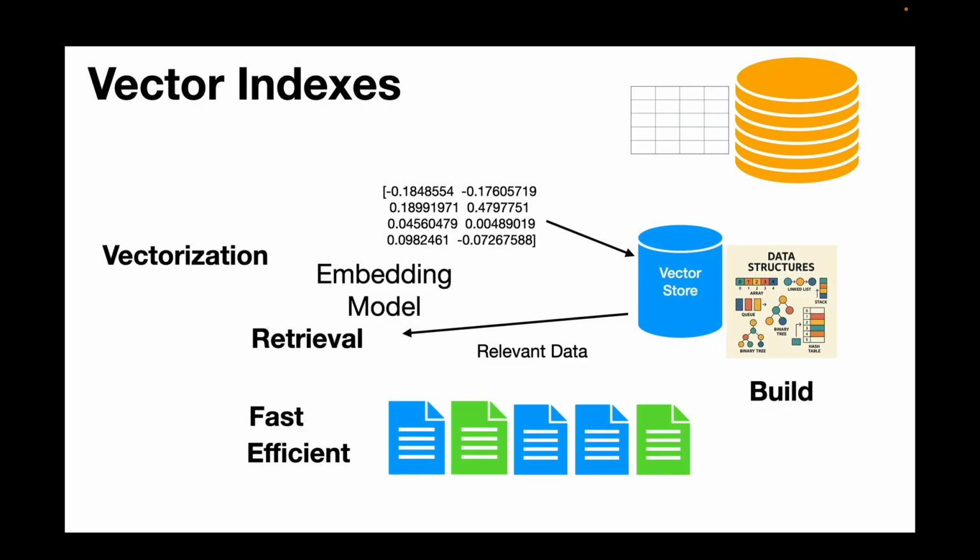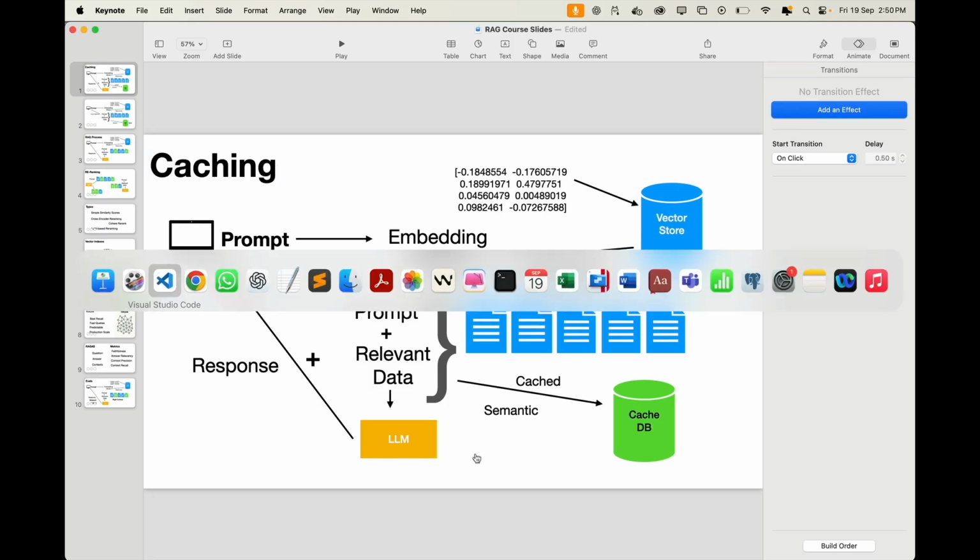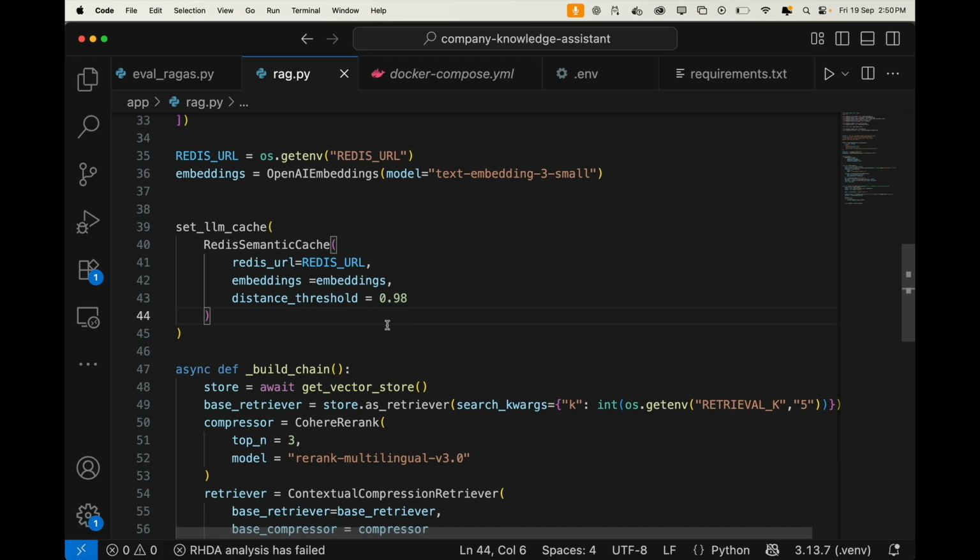You will see why we need vector indexes, understand different types of indexes, and use them to make retrieval faster and efficient. You will then reduce costs and speed up responses by using Redis semantic caching.